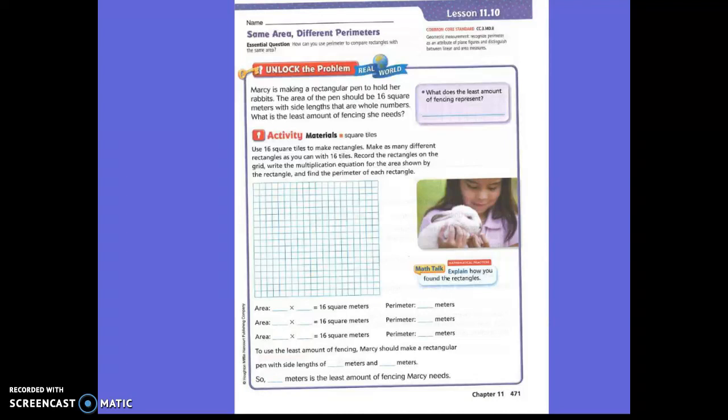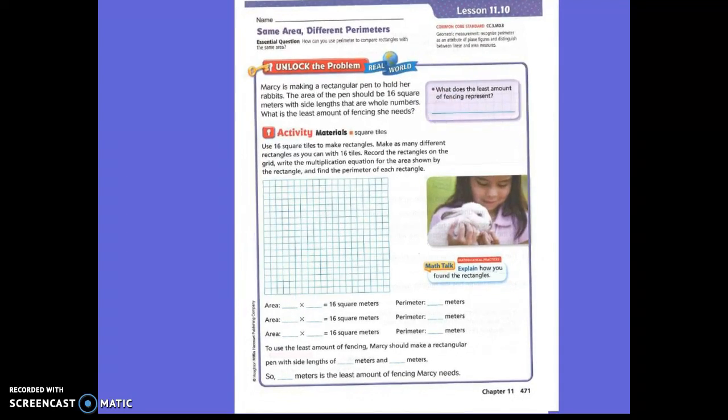Least amount of fencing, the outside of the yard. Okay, and what is the outside, guys? What do you call it? The outside. When you're talking about outside of something, yes, you're talking about perimeter. So let's write that down. Yes, you were talking about the outside. The outside is the perimeter. You forgot about that.